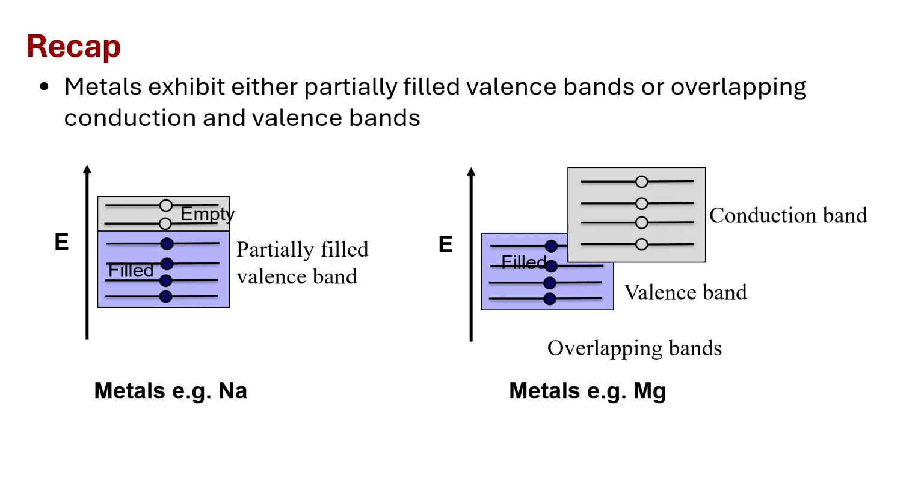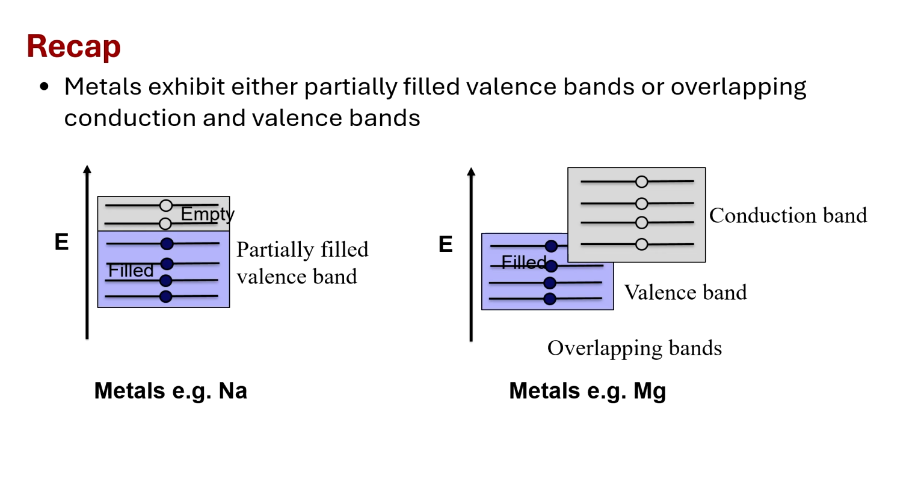We also looked at the relative difference between the metals and semiconductors with respect to band structure. Metals exhibit partially filled valence bands or overlapping conduction and valence bands, as we can see here on the left. Metals like sodium, which have only one unpaired electron, have partially filled valence bands, and the remaining states are empty within the same band.